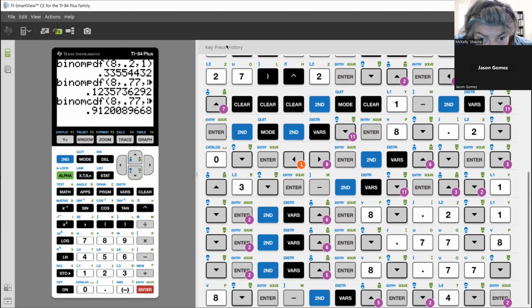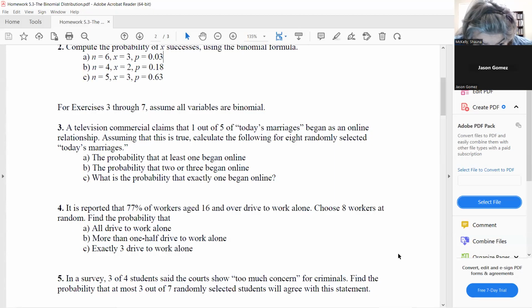I think it's an exact one, if I remember. What is the probability that exactly 3 drive to work alone? Exactly 3. So I think it's binomial PDF. That's right, exactly 3. Very good.